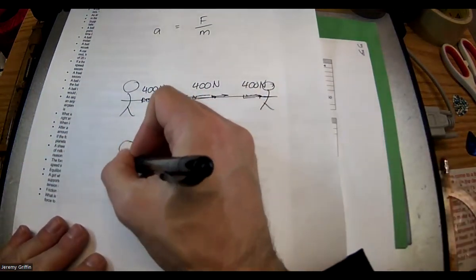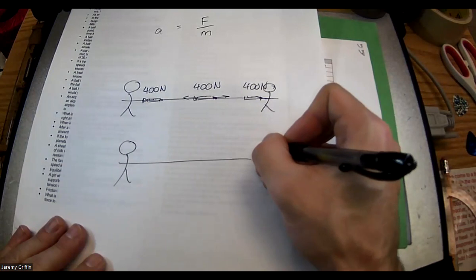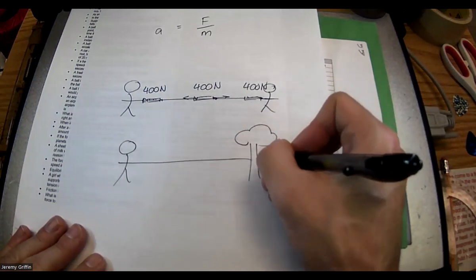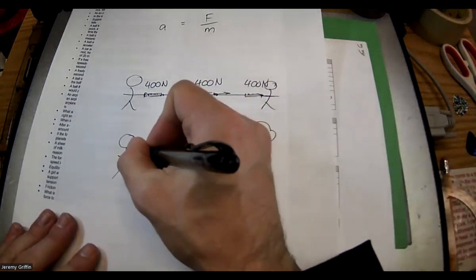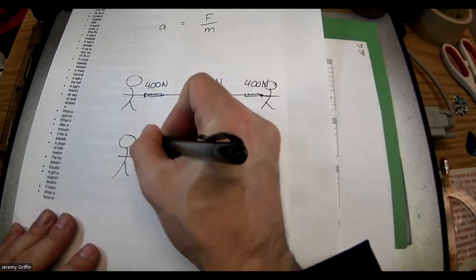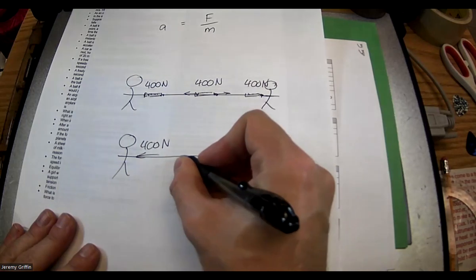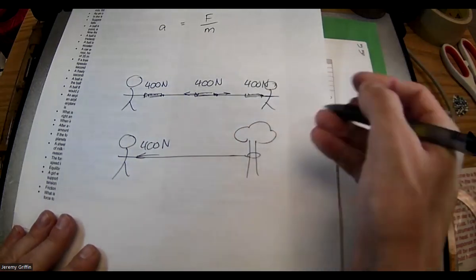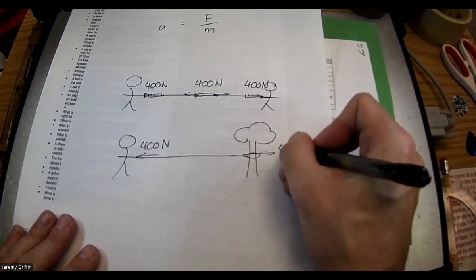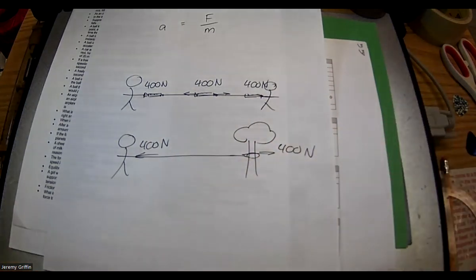Or how about this? What if you replaced one of these guys with a tree? Okay, throw the rope around the tree. So this guy's pulling with 400 newtons. The tension in the rope is 400 newtons all the way, and then the tree has to pull the other way with also 400 newtons. So there's 400 newtons everywhere.